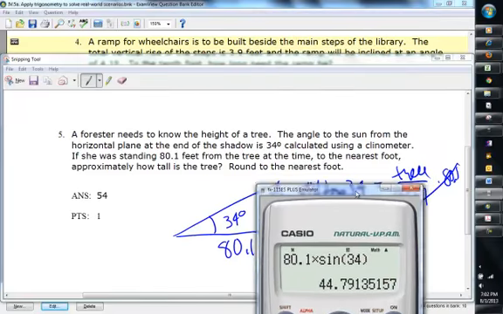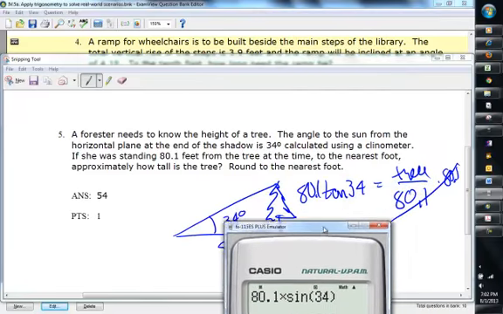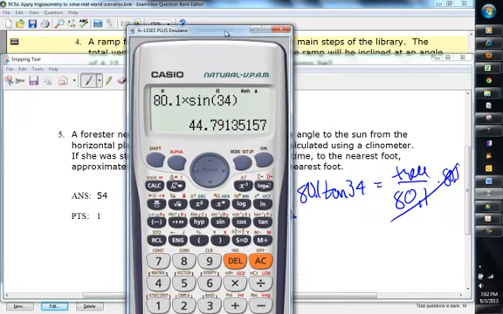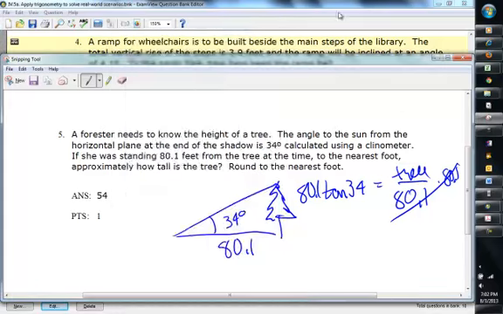Did I do something wrong? Because I got a way different answer than they did. Oh, I pressed sine. I see what I did wrong. Tangent. So it's 80.1 times tangent 34. I don't know why I pressed sine. Is 54 feet tall to the nearest foot. Next one.